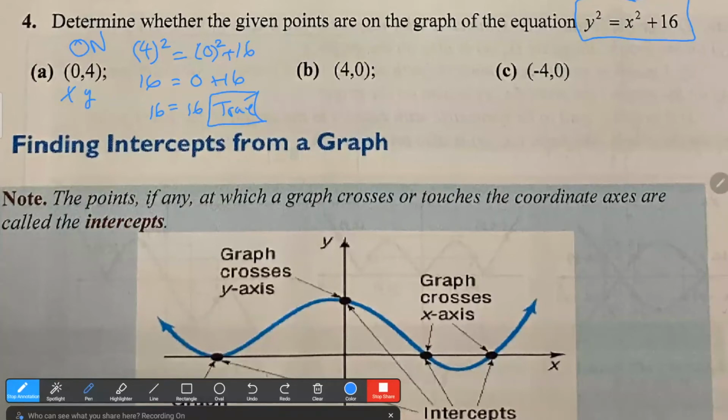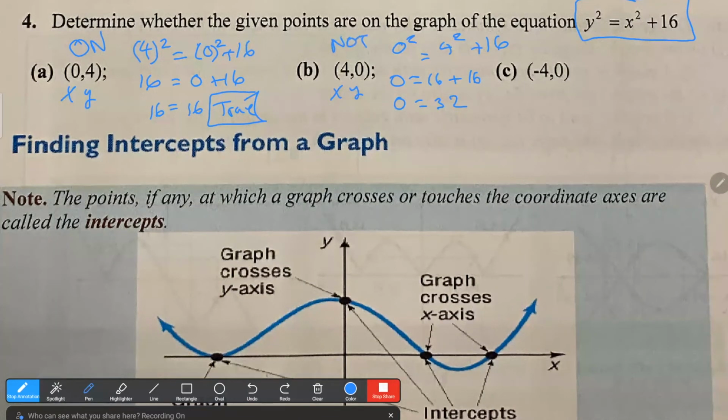On B, we've got 0 squared, because this is our y value, and this is our x value. 0 squared equals 4 squared plus 16, which is 0 is equal to 16 plus 16, which is 0 is equal to 32. Now, can 0 be equal to 32? No, 0 is only equal to 0. So this is false. So not on.